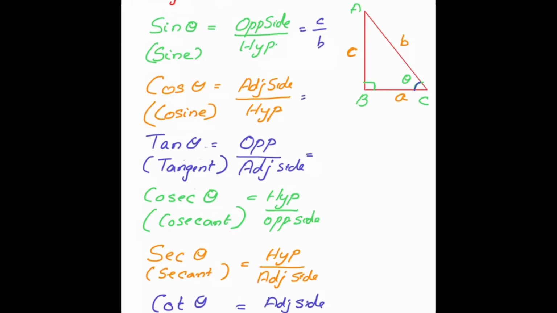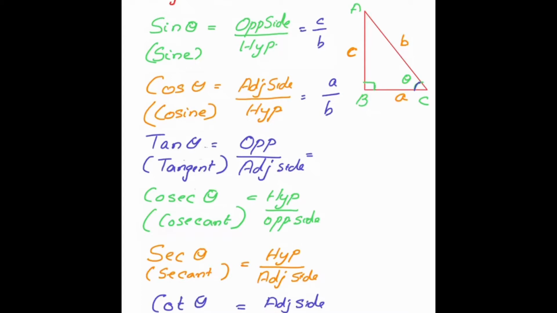Now cos theta. Cos theta is actually cosine theta, and the short form of that is cos theta. It is adjacent side by hypotenuse. The adjacent side to theta is BC, that is A, by hypotenuse B. So you can remember: sin theta is opposite by hypotenuse, cos theta is adjacent by hypotenuse.